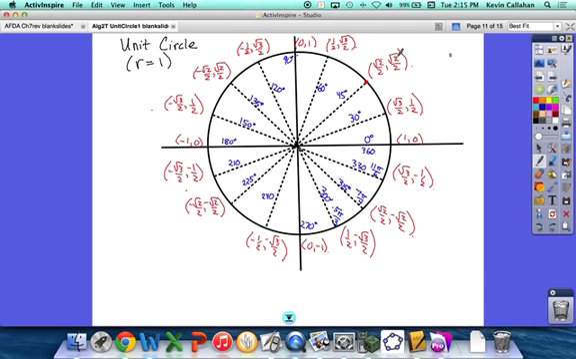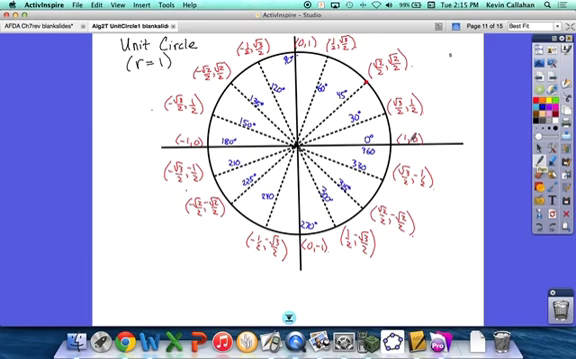Oh, that didn't get erased. I erased this like twice. I don't know why it keeps showing up. That's what we're going to add next class. Don't worry about the radian. That's called radian measure. We'll get to it next time.